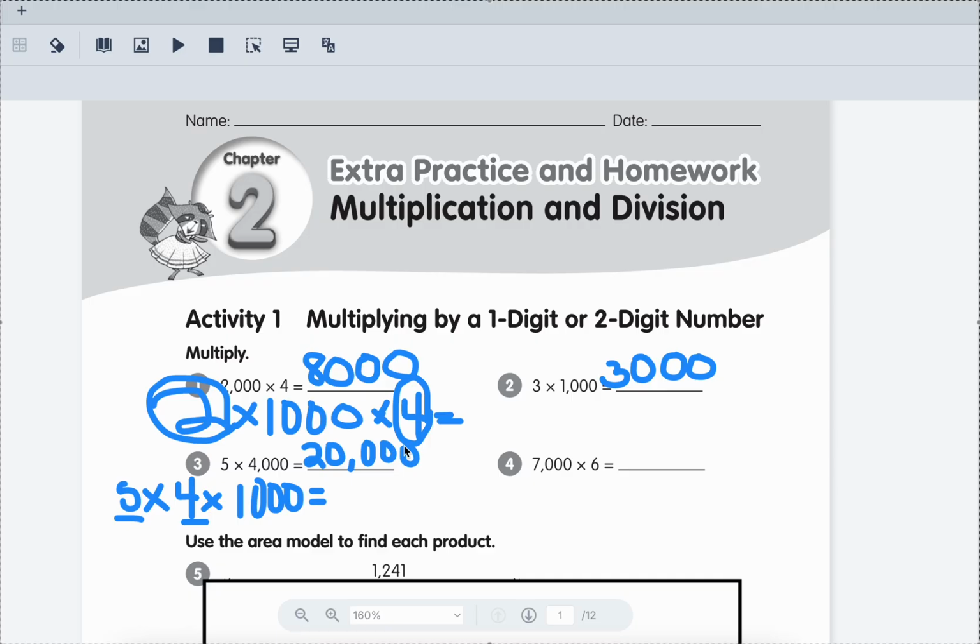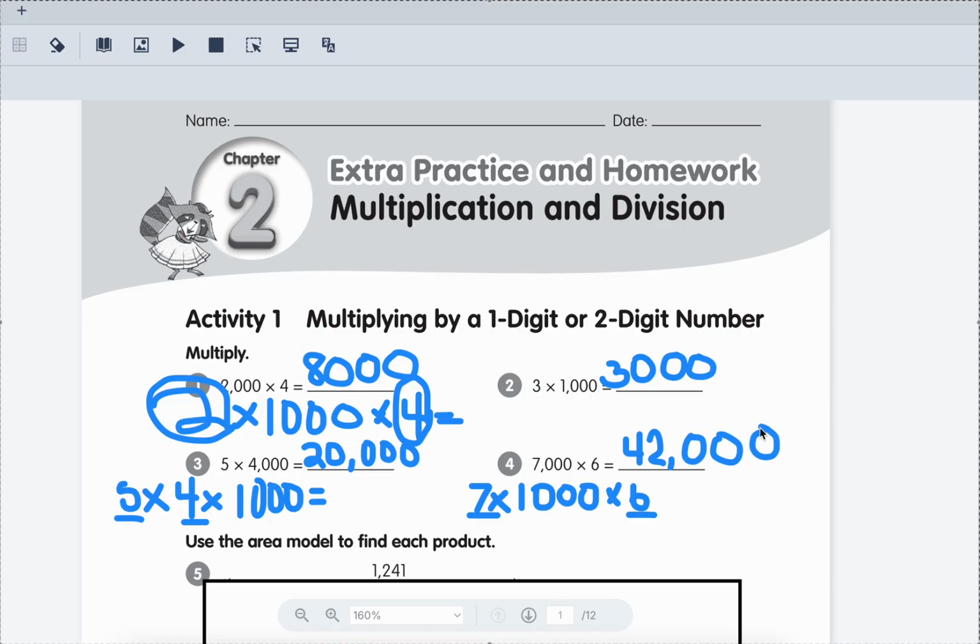Let's try the next one on your own. So look at number 4. 7,000 times 6. So break apart 7,000. Do it in your packet. 7 times 1,000 is 7,000. Okay? Times 6. Let's look at our facts first. Underline your facts. 6 and 7. 7 times 6 is what? Write it down. 42. And 42 times 1,000 is 42,000.